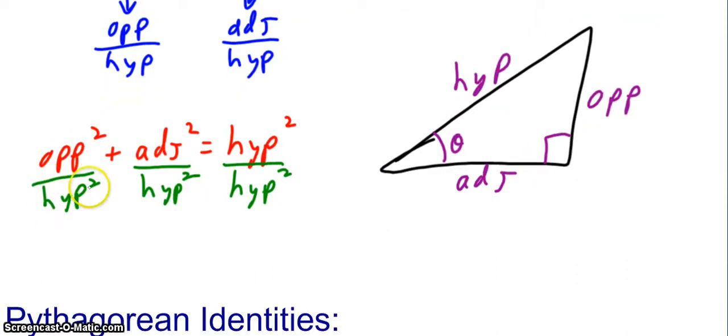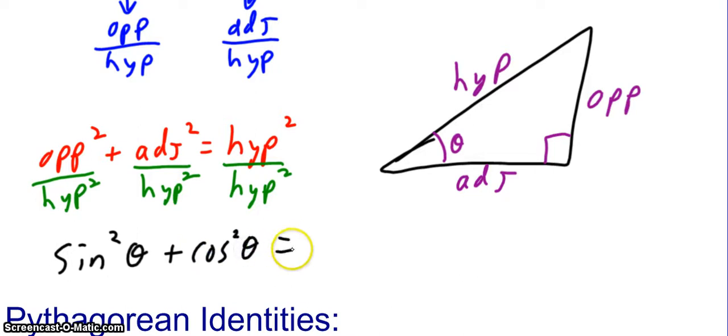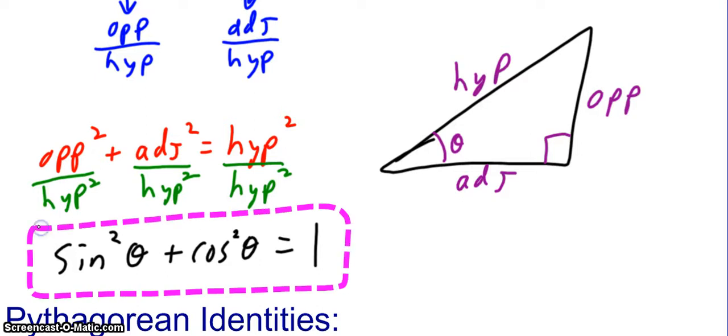I'm left with opposite squared over hypotenuse squared, which is actually just sine squared theta, plus adjacent squared over hypotenuse squared, which is cosine squared theta, equals, what is anything divided by itself? That's 1. Very good. This right here is our first Pythagorean identity. We have 2 others.